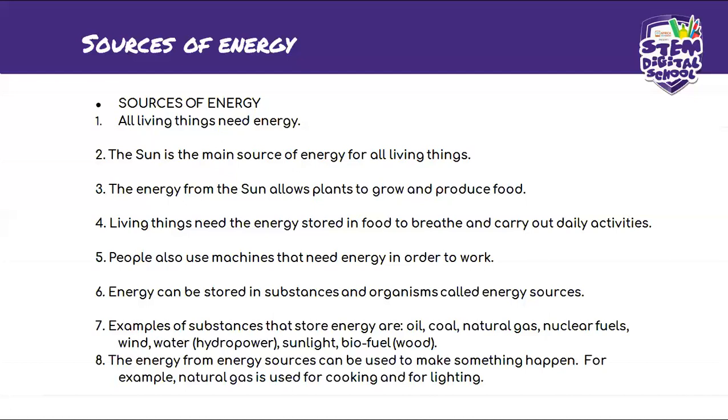And this type of energy is called what? Energy sources. What is an energy source? Energy that is stored in substances, or even in organisms. Examples of substances that store energy are oil, coal, natural gas, nuclear fuels, wind, water (hydropower), sunlight, and biofuel (wood). The energy from energy sources can be used to make something happen. For example, natural gas is used for cooking and for lighting.